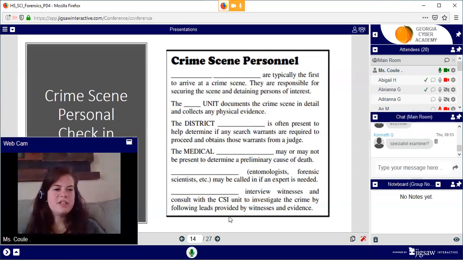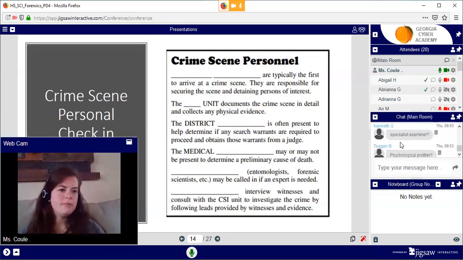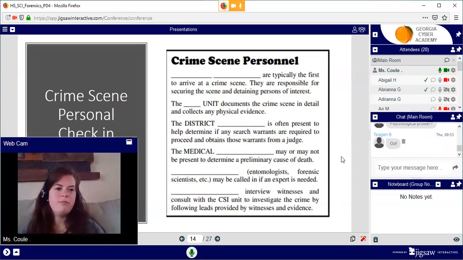Close. It's specialist, but it is a something specialist. No, what I'm looking for is forensic specialist. So, Kenneth, you were right on it. But yeah, forensic specialists may be called in if an expert is needed.